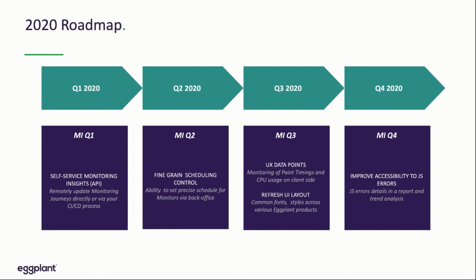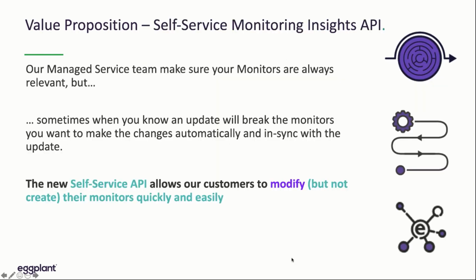And in Q4, we hope to implement a feature around improving accessibility to JavaScript errors. Obviously, JavaScript is an important part of most web pages these days, and our customers want such errors to be easily accessible with as much detail as possible, so that they can monitor these assets, and these could be even third-party assets.